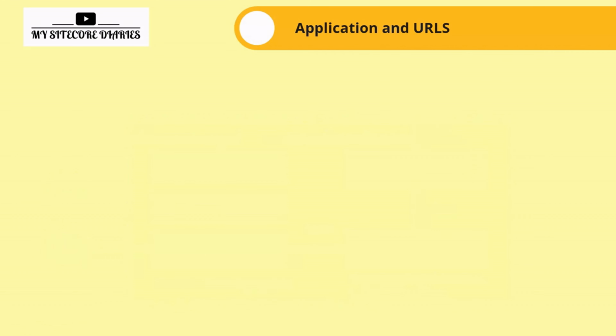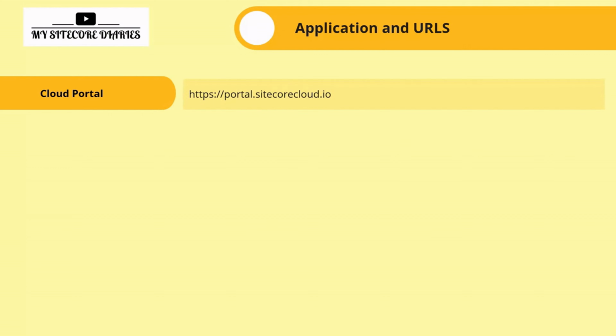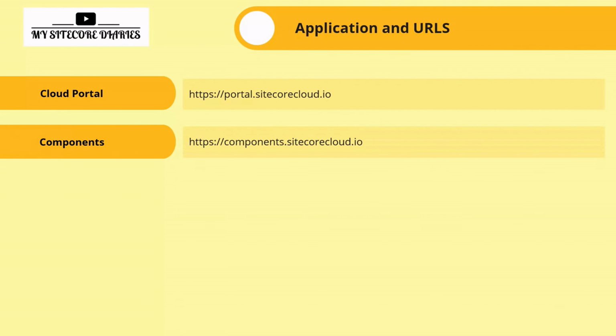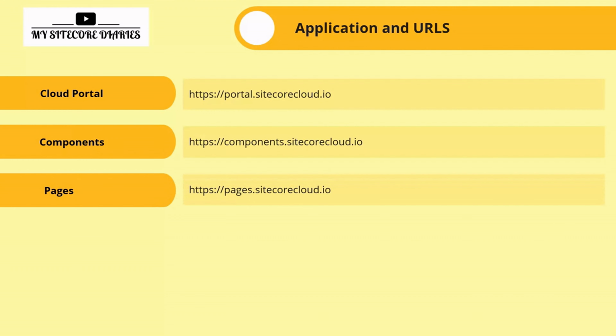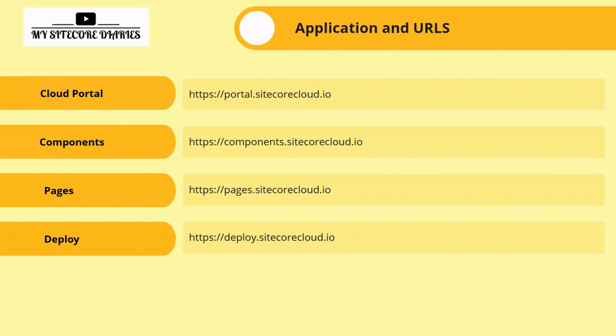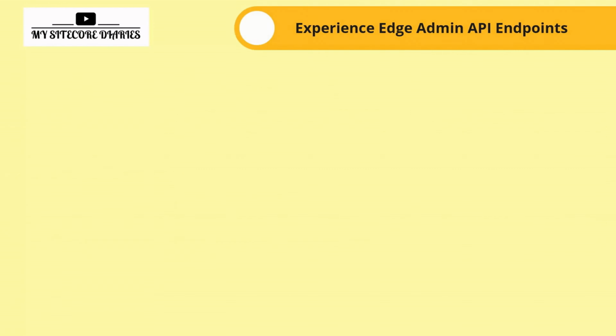Now we will see a few of the applications and their URLs. The Cloud portal, we have already seen that: portal.sitecorecloud.io. Then there is an application called Components, which is used for building your components. That can be accessed at components.sitecorecloud.io. Then you have pages.sitecorecloud.io, where you can design your pages. Then the Deploy app, which we talked about a few minutes back, can be accessed at deploy.sitecorecloud.io.